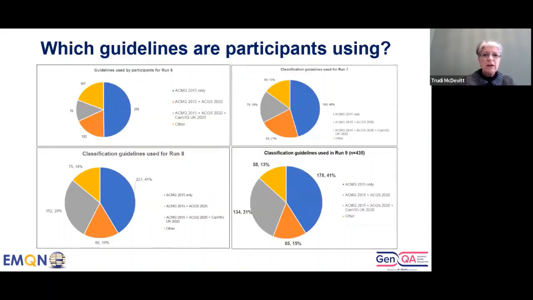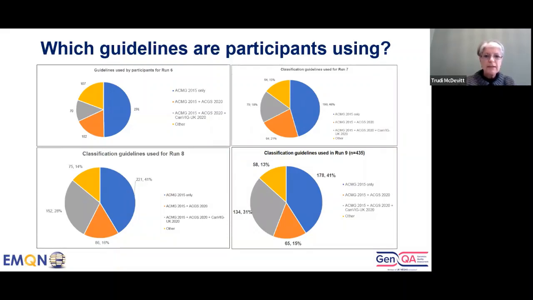The guidelines that participants are currently using can be seen by these graphs here. So between run 6 and 9, you can see that the majority of participants are still only using the original ACMG 2015 guidelines. That's indicated by the blue section here. The dark orange section are those participants that are using both the 2015 ACMG guidelines and the ACGS 2020 guidelines that are based on guidelines for laboratories for interpretation in rare diseases. And the grey section here are participants using those 2 guidelines plus the general cancer guidelines from 2020 by the CanVIG expert group. There's also a section in yellow where participants indicate they're using other guidelines, but we don't know as yet what these guidelines are.